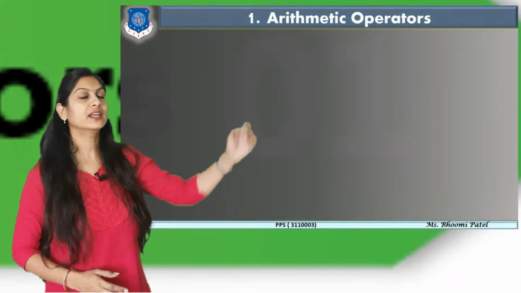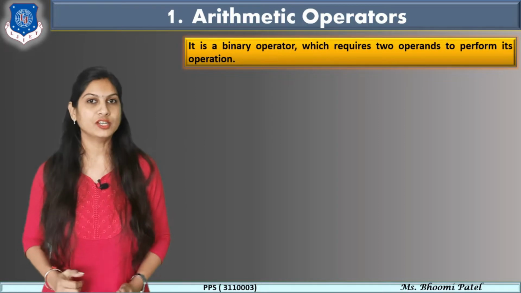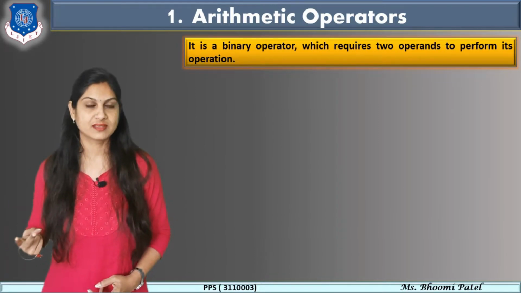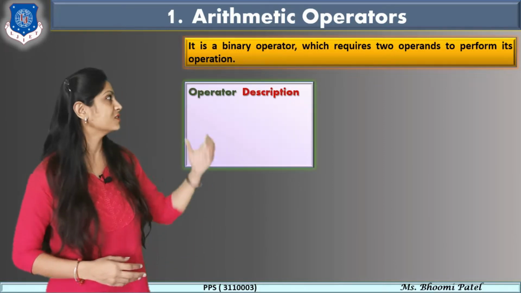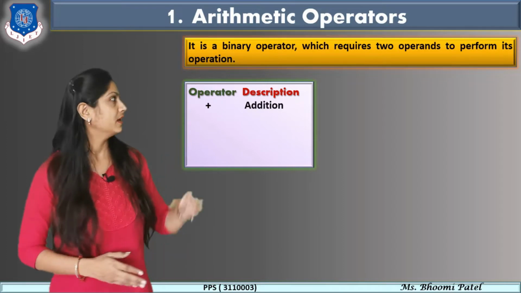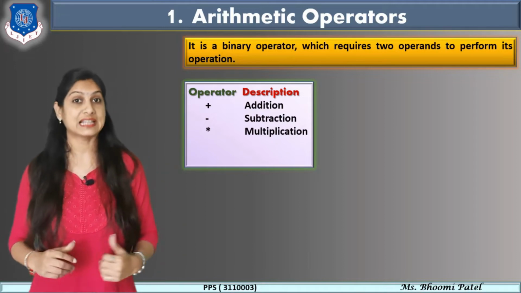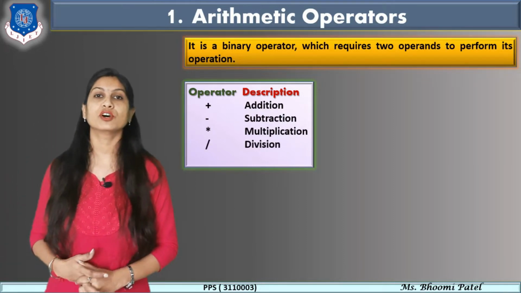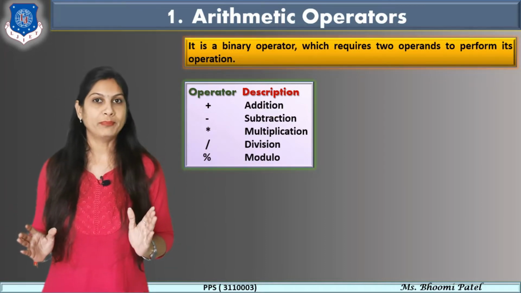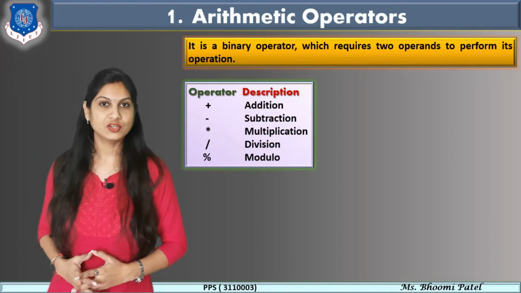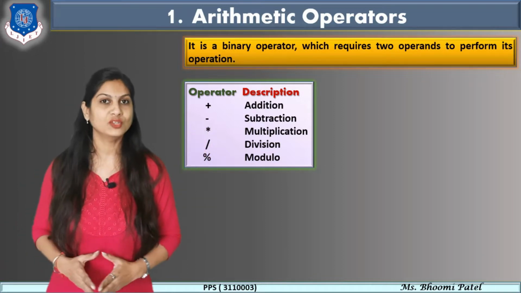We can see here arithmetic operators. The arithmetic operators are binary operators that require 2 operands, and here we listed the symbols: plus means addition, minus is subtraction, star is multiplication, slash is division, and percentage is modulo. All these symbols require 2 values, 2 operands. That's why they are called binary operators, and we will see later in one program how we can use them.